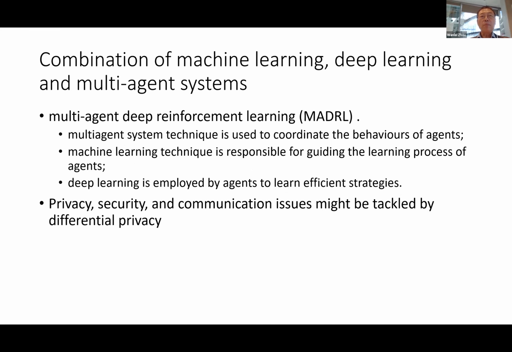There's also combining machine learning, deep learning, and multi-agent systems together to do a lot of quite interesting things as well. That's communication cost. This sort of thing, looking at the coordination of the behaviors of agents. There are a lot of areas where you can apply DP and get some quite interesting results.